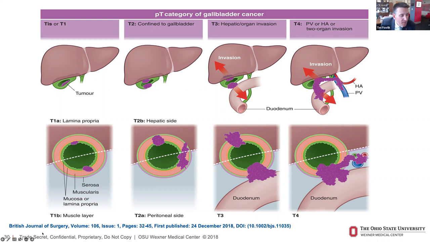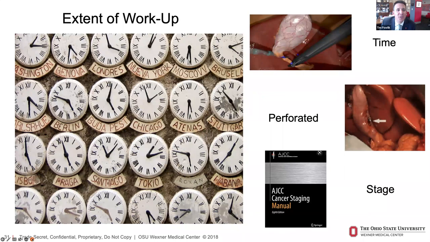So what do we do when someone is sent to us for an incidental gallbladder cancer? As I mentioned, the first thing I think about is time. So when did the patient have their lap chole, where this incidental gallbladder cancer was diagnosed? Was it perforated? Always look in the operative note: did they perforate this thing? Did they take it out in one piece? Did they put it in a bag?